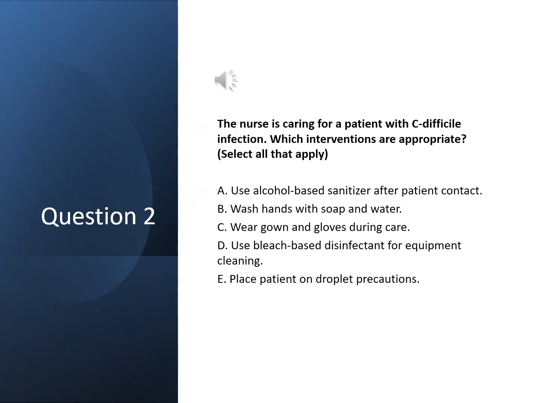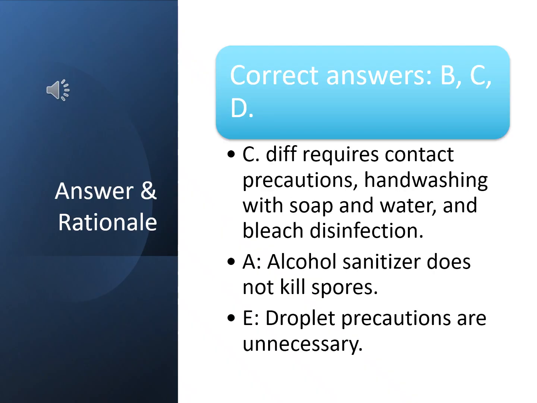See what you think here for this select all that apply. For this one, your correct answers are B, C, and D. Remember, C. diff is that special contact precaution. This requires hand washing with soap and water, not alcohol sanitizer, as it doesn't remove those spores completely. You'll also want to utilize bleach to disinfect, so those sanitizing wipes are not appropriate. Bleach wipes are the only appropriate cleansing wipe or disinfectant. And droplet precautions are not necessary. Contact isolation is appropriate for C. diff infections.